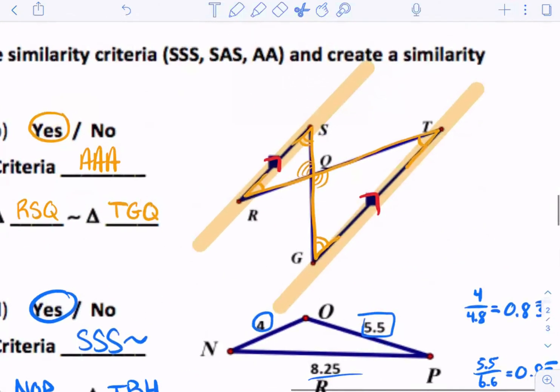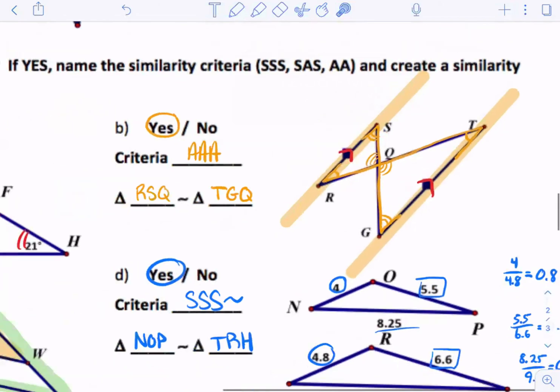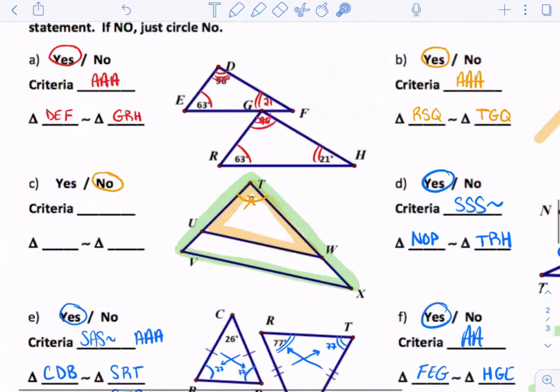With number 2, I have parallel lines. So I did that Z. If you remember, that Z is called alternate interior angles. So that allowed me to find many angles. That allowed me to find these alternate interior angles and these alternate interior angles. And then I also have these vertical angles. So that's actually angle, angle, angle right there.